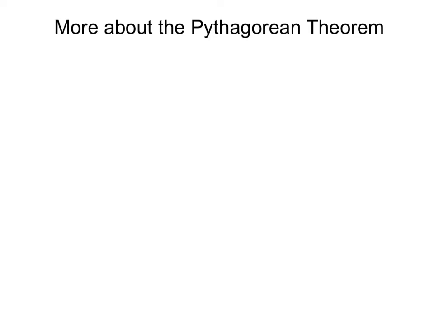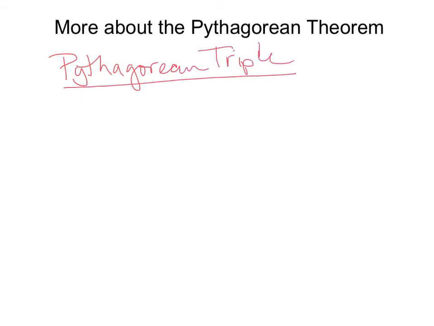Okay, a little bit more about the Pythagorean theorem. First thing is there's these cool things called Pythagorean triples. What a Pythagorean triple is, and this is something you want to put down in your notes, is whole numbers that satisfy the Pythagorean theorem. So the most famous example is 3, 4, 5.